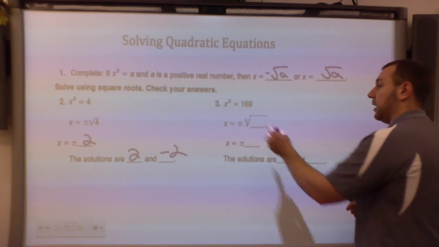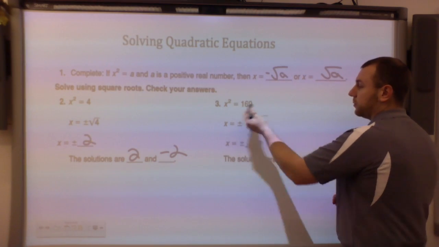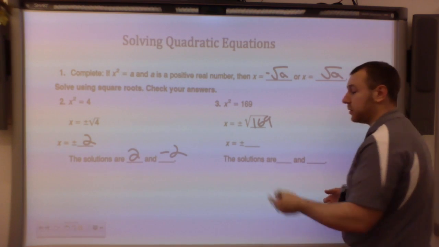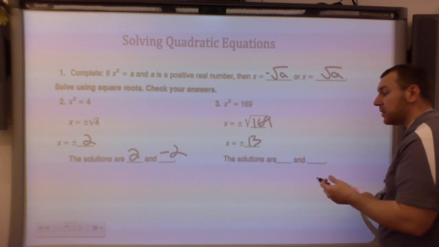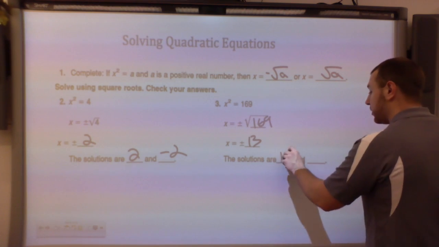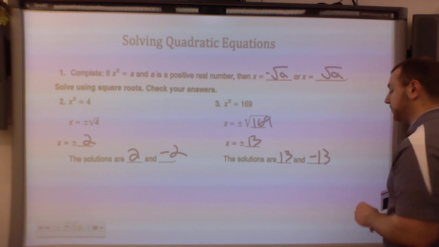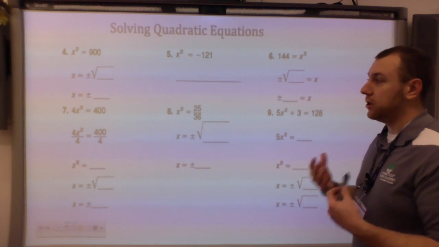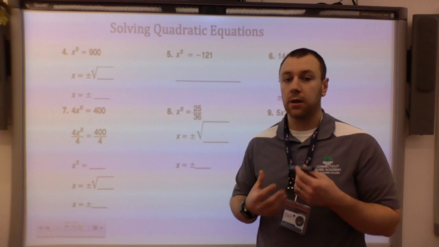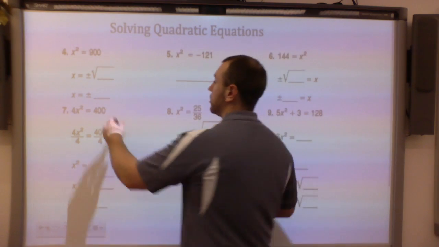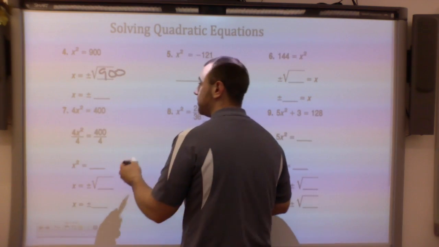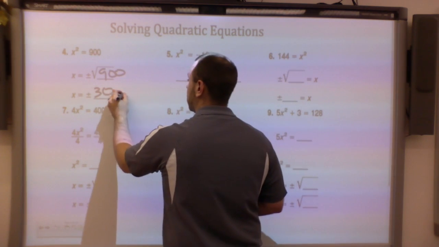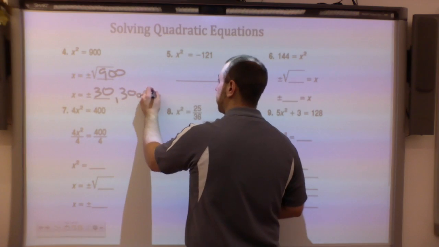Same thing here. So I would get x squared equals 169. I would take the square root of 169. Square root of 169 is 13. So there's two answers, 13 and negative 13. The trick is always to write the positive and the negative. So again, the square root of 900, that's plus or minus 30. So it's 30 or negative 30.